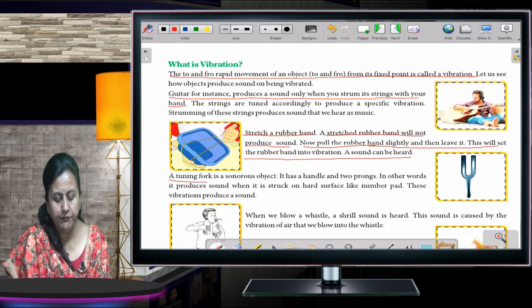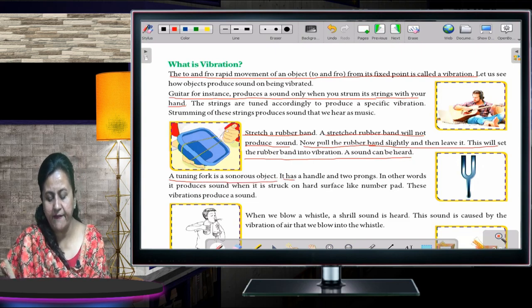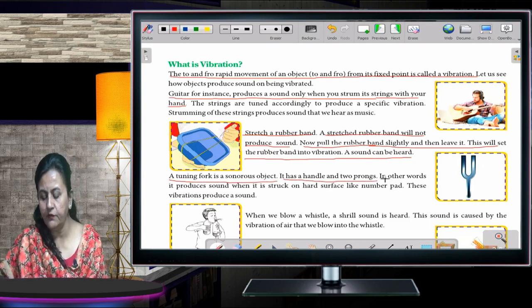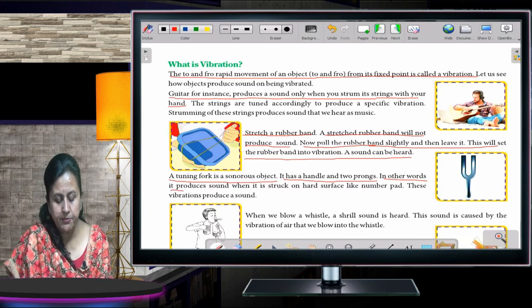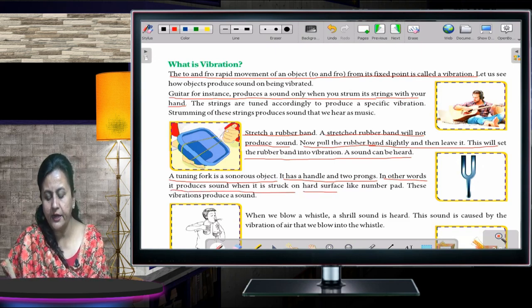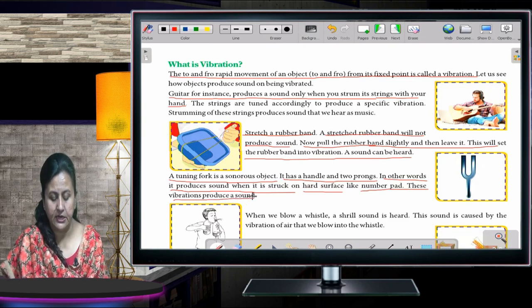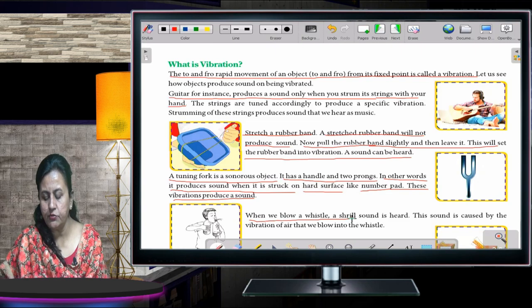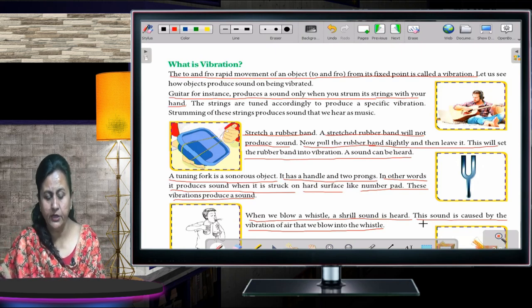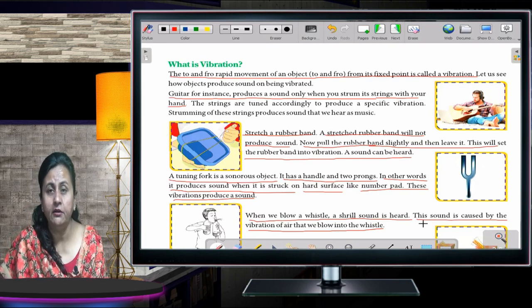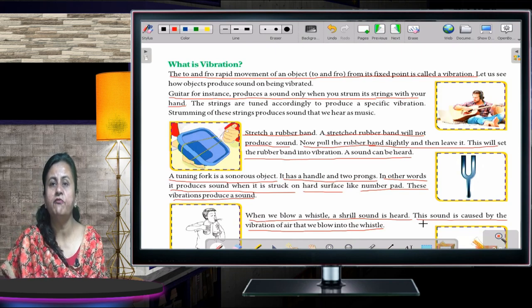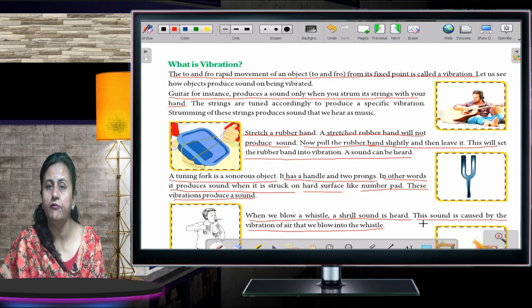In the same way, a tuning fork is a sonorous object. It has a handle and two prongs, as you can see over here. It produces sound when it is struck on a hard surface like a pad. These vibrations produce a sound. When we blow a whistle, a shrill sound is heard. This sound is caused by the vibration of air that we blow into the whistle. So I think it is clear what vibration is. Vibration is the to and fro movement of any object from its fixed point.